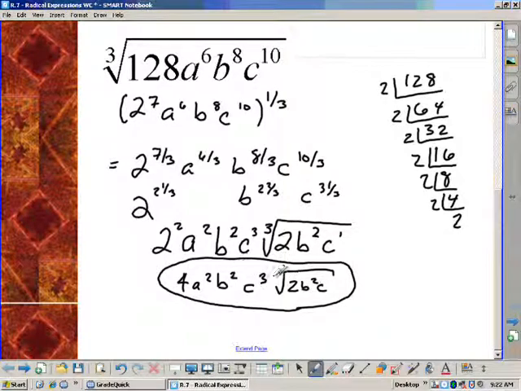Oops, I just realized I forgot the cube here. And I go do the same thing. How many times does 3 go into 10? I get c to the 3rd. The leftovers go here. So the only thing really then you have to worry about is the 128.